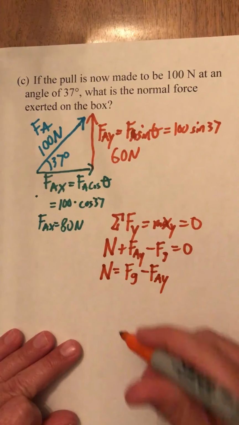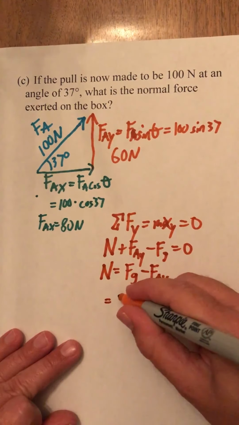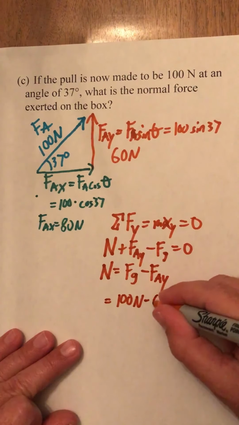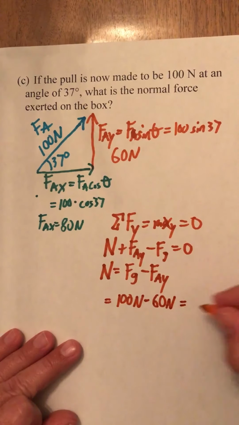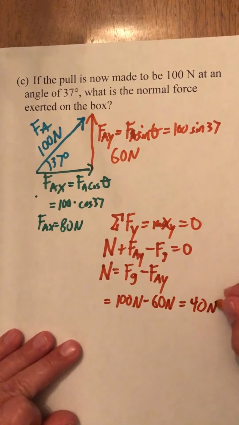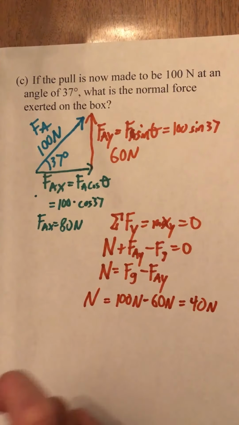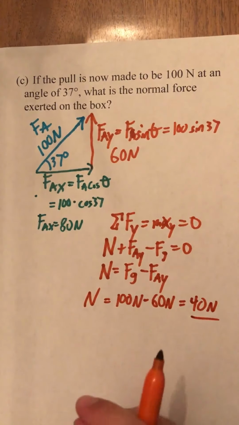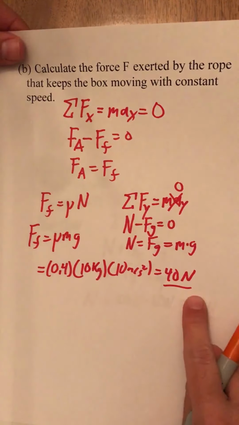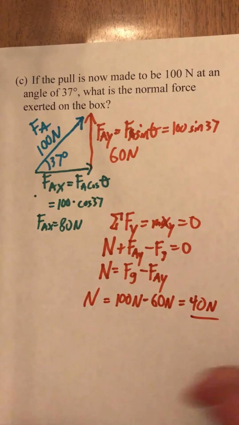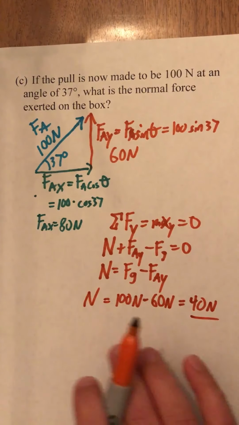And we already have numbers for all of these. We already know that it has a weight of 100 newtons. We just solved that the force applied in the y direction is 60 newtons. And then we get that the normal force in this case is 40 newtons. Now, the previous answer was 40 newtons too, but I don't want you to think that, oh, this is 40 newtons, so this always is 40 newtons too. That doesn't have to be the case at all. They just are in this one. So the force applied is 40 newtons.